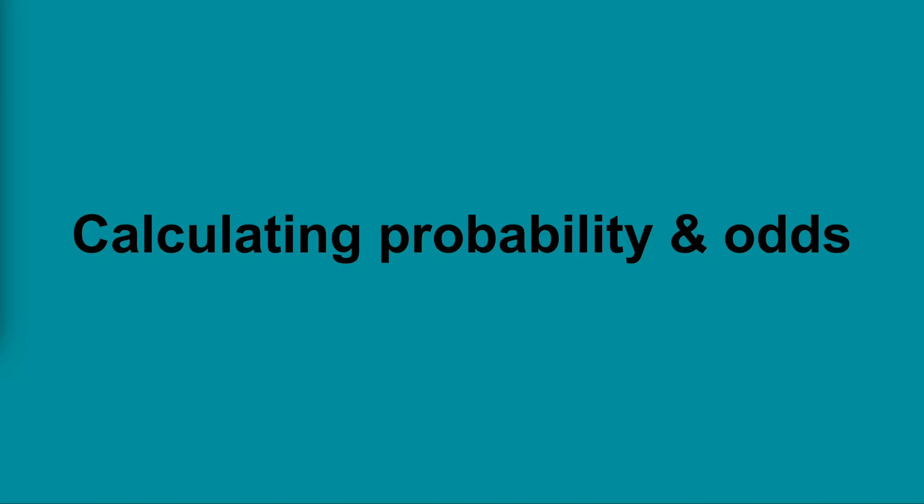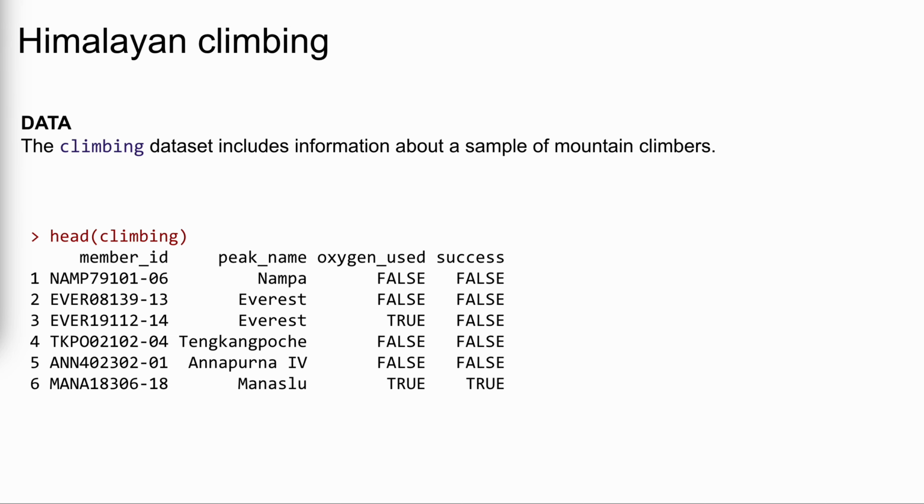In this video, we'll practice calculating probability and odds using tables of counts. Throughout, we'll work with the climbing dataset, which includes information about a sample of mountain climbers. Each row in the dataset represents an individual climber. For example, row 1 represents a climber that attempted to summit Mount Nampa, but did not use oxygen and was not successful.